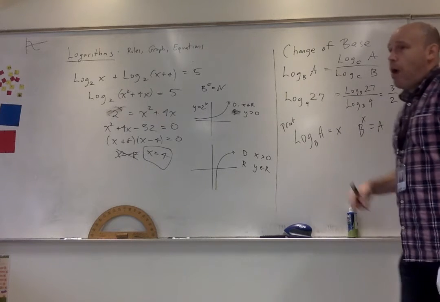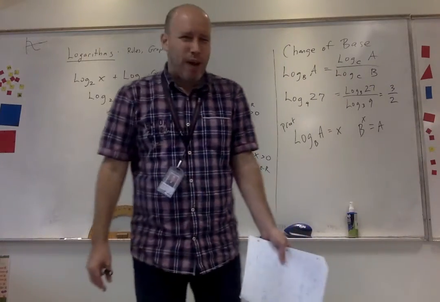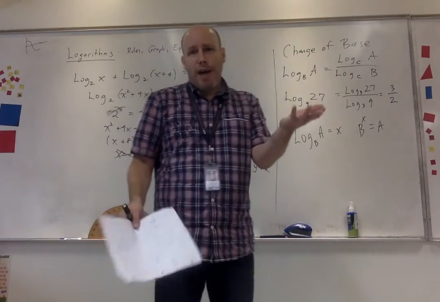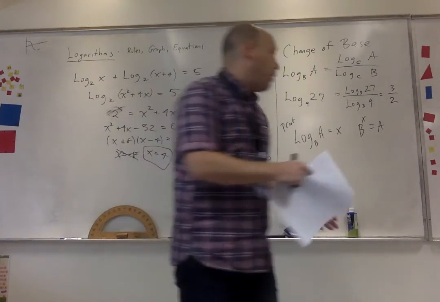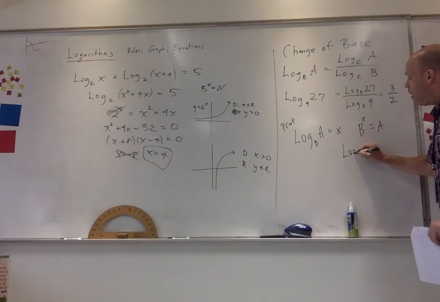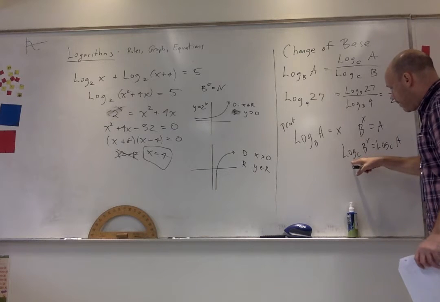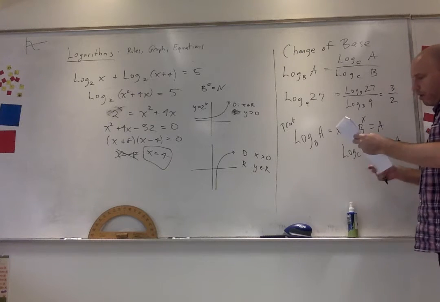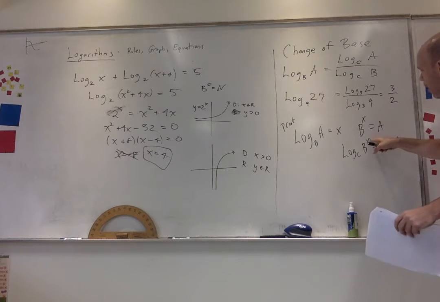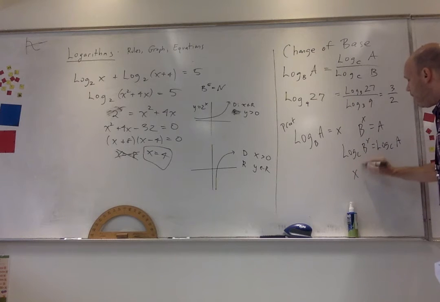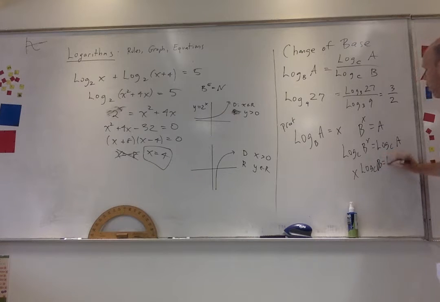Now, a rule that we did talk about: if I do something to the left, I have to do it to the right. So I can take the log base c to both sides. Once again, if you do something to the left, you do it to the right. And then we see our power rule, x log base c of b equals log base c of a, and then finally we get the proof. This is the idea of change of base.